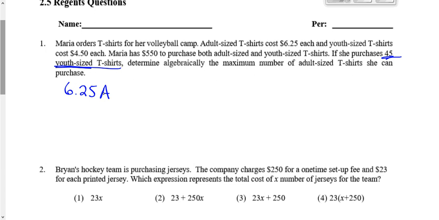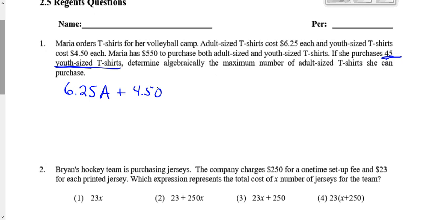Now we're also buying youth shirts, so we need to add to this, right? So plus. How many youth shirts are they buying? 45. And how much does each youth shirt cost, Mr. Payne? $4.50. So what are we going to put here? Plus $4.50? Okay, so they're only buying one of them? That's the cost for one youth shirt.